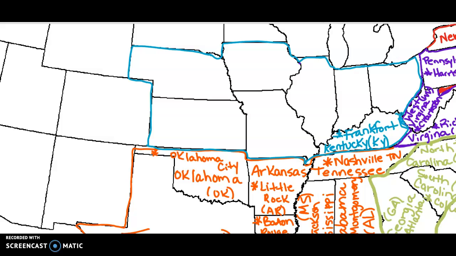My pen's being weird. Let me try to make it a little smaller here. Alright. The next state here is Ohio. My pen's a little delayed. Sorry about that. The abbreviation is OH, and the capital is Columbus.